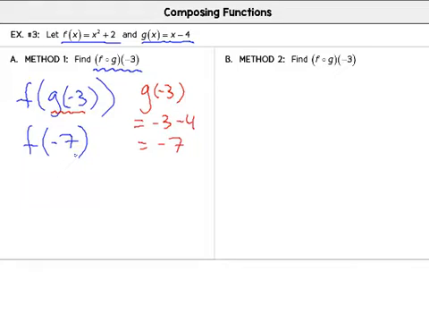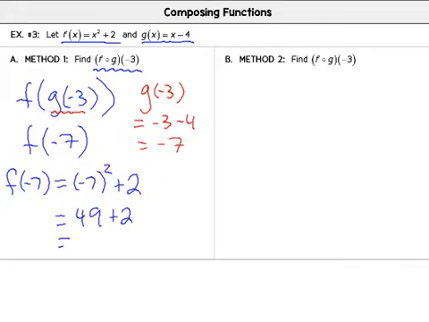And now I'm going to figure out, well, what's f of negative 7? Looking back at f of x, f of negative 7 would be x squared, or negative 7 squared, plus 2. And we would get 49 plus 2, or 51. So f of g of negative 3 is equal to 51.